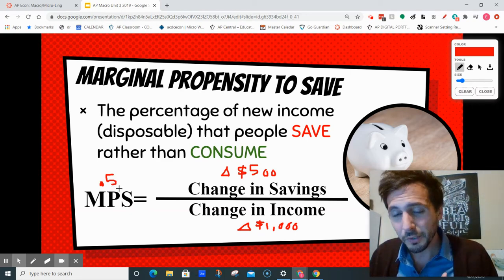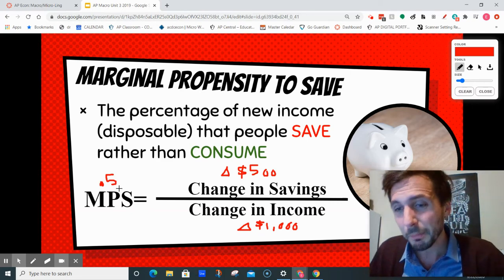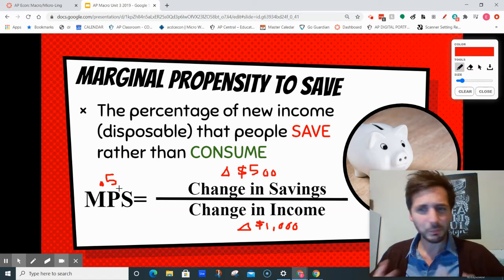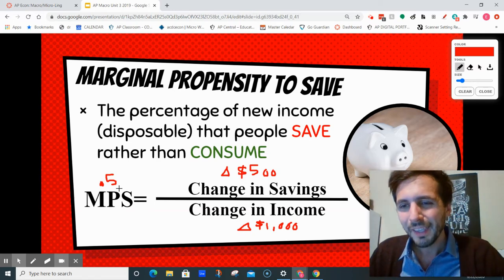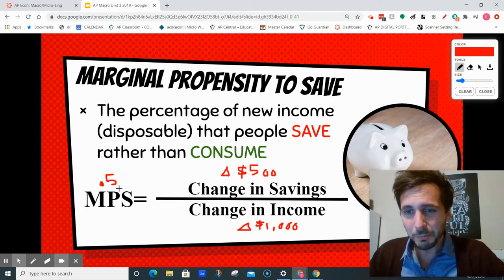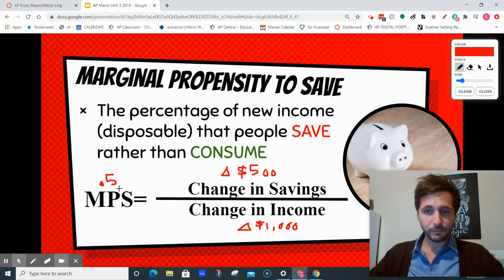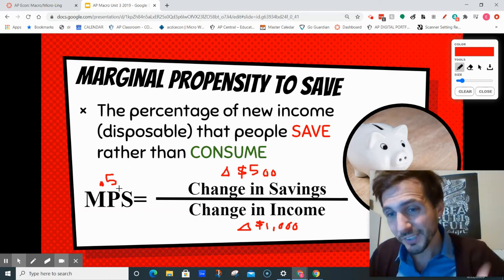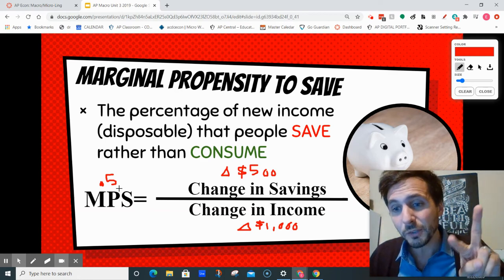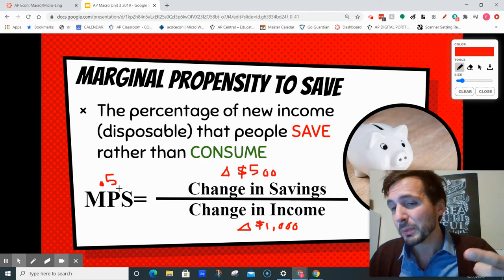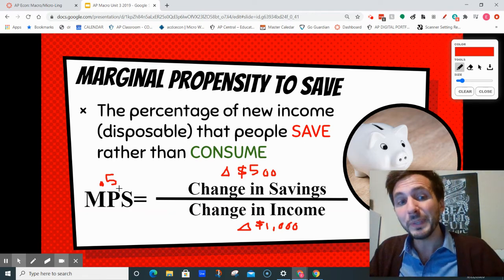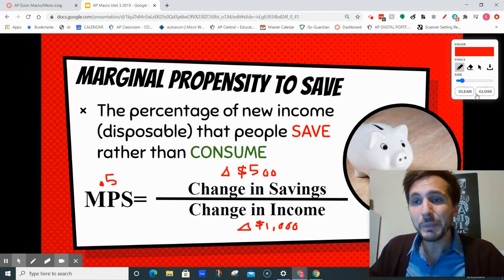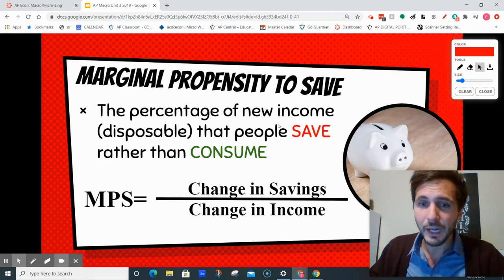In other words, I'm going to save 50% of all the money that I earn, right? This means I'm pretty conservative. I'm pretty concerned about the economy generally if this is what's going on. If I'm saving 50% of my money, how much am I spending? 50%, right? You can only do two things, spend or save. So if I'm saving 50%, then I'm spending the other 50%. In other words, if MPS is 0.5, then MPC is 0.5.